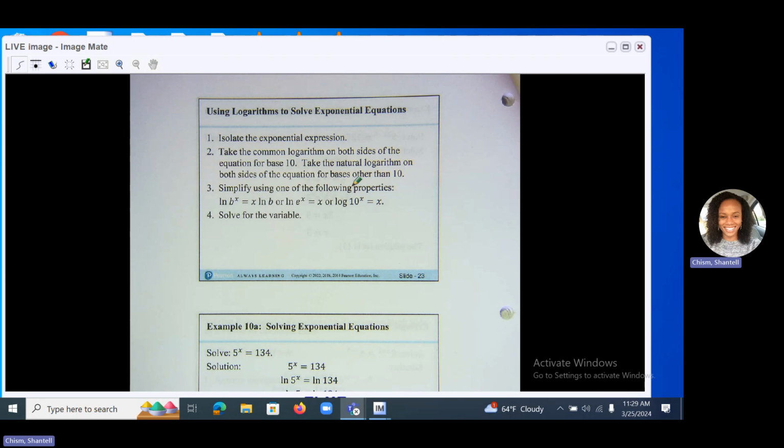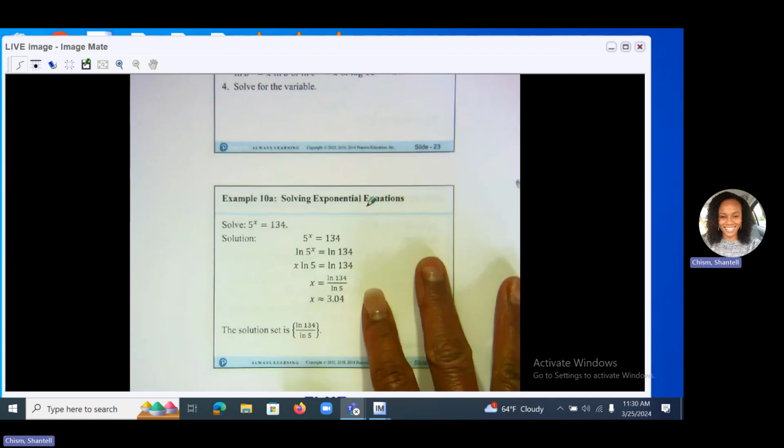I typically just apply ln, the natural log, to both sides because it feels a little quicker to write for me. Just apply ln to both sides. And then we solve for the variable. We may have to apply a property where we pull the exponent out, because remember now we're creating a log. So we may have to apply a log property that allows us to pull down the exponent. Take a look at this example here.